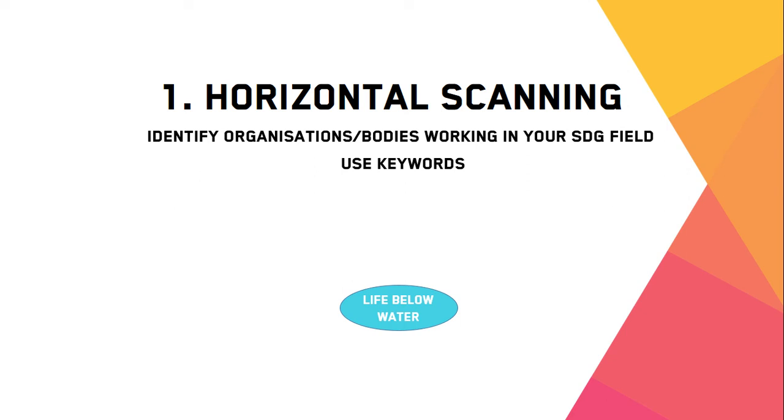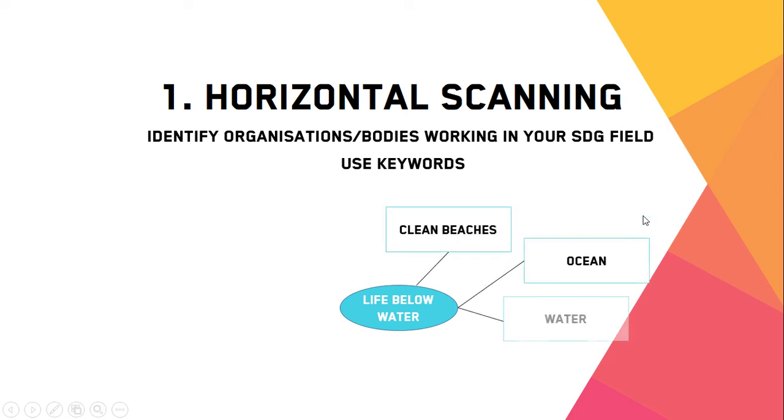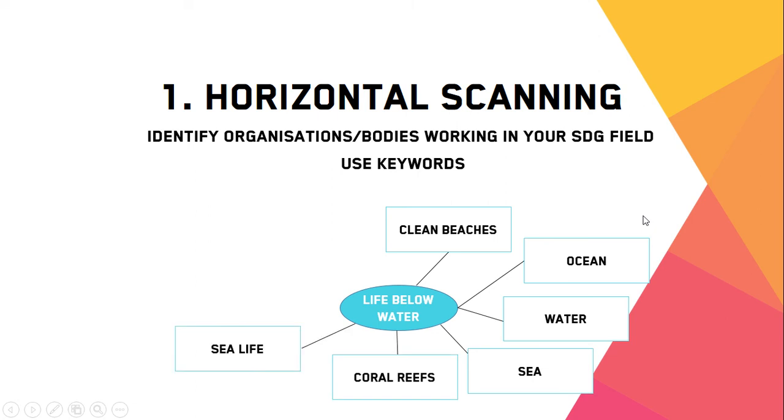So when you're going to see what kind of organizations already exist and work on life below water, you cannot find all of them only by looking at the keywords life below water. You will have to use different words such as clean beaches, ocean, water, sea, coral reefs, sea life, fish, and water pollution, and many more, of course. So using these different keywords and finding all the organizations and bodies already existing and working on your SDG is key.